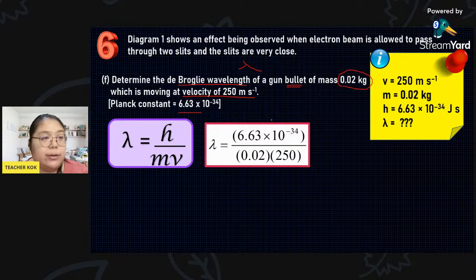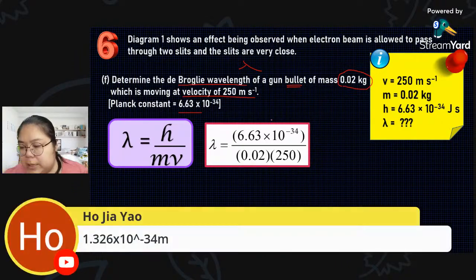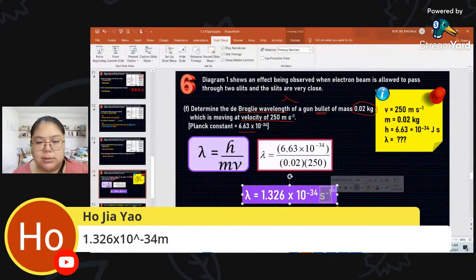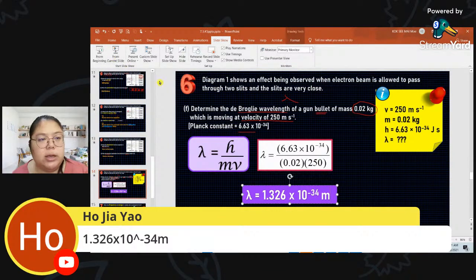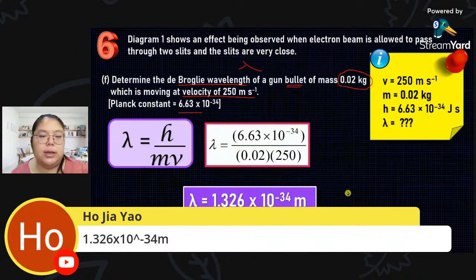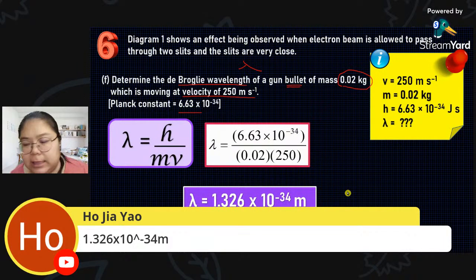Okay, Yiru gave me the answer already, 1.326. Jia also the same. The answer should be the same. So you need to show 1.326 times 10 to the power of negative 34. Very, very small, the lambda. Sorry, I think I gave the wrong unit. I gave the unit as ms, but it should be meter. So the answer is in meters: 1.326 times 10 to the power of negative 34. Okay, so we go to the next part.